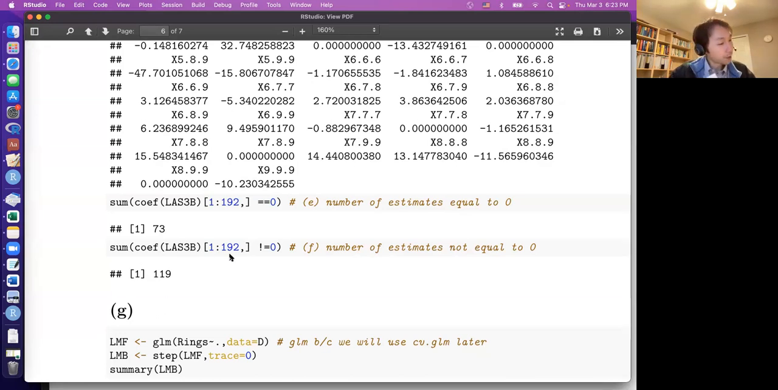Last time I ran, the lambda was 0.0015. It's larger, so it penalized more. So the number of non-zeros was 60 rather than 119, and the number of zeros was 132 rather than 73. So it really depends on your random numbers, but roughly speaking, maybe half of them are zeros and the other half are non-zeros.